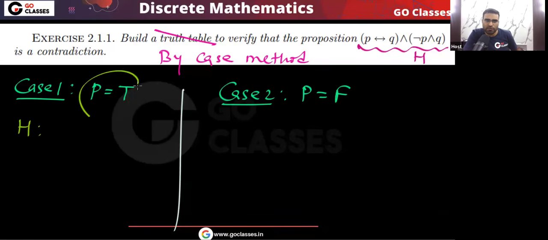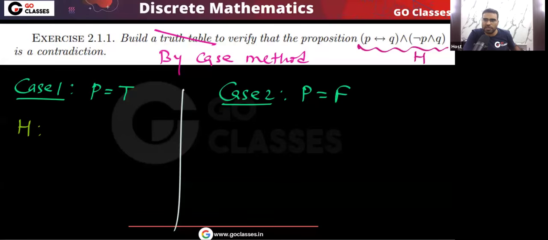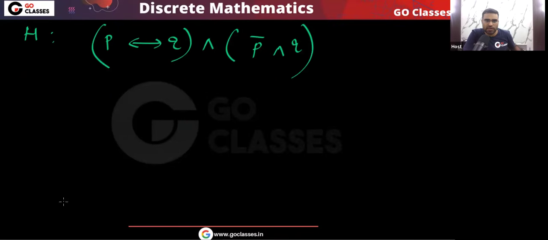Let me know what will be h when p is true. Okay, just put p is true. Now our expression h is p biconditional q and p bar and q. Okay, so this is our expression, right? Now if I put p equal to true, then what will be p bar? True negation will be false. Yes or no? You know that true negation will be false.